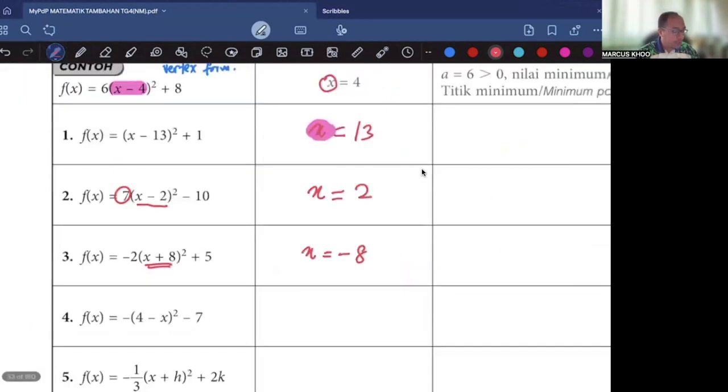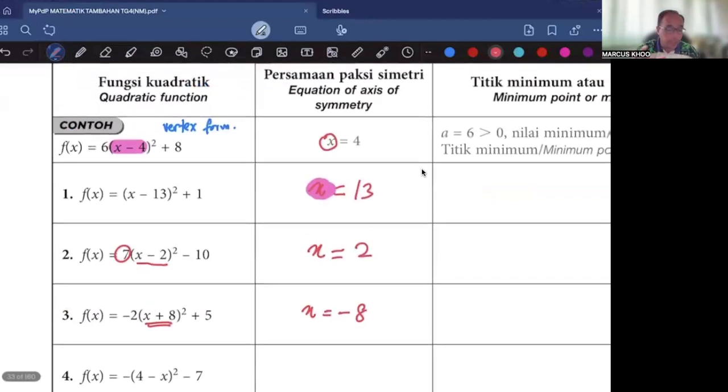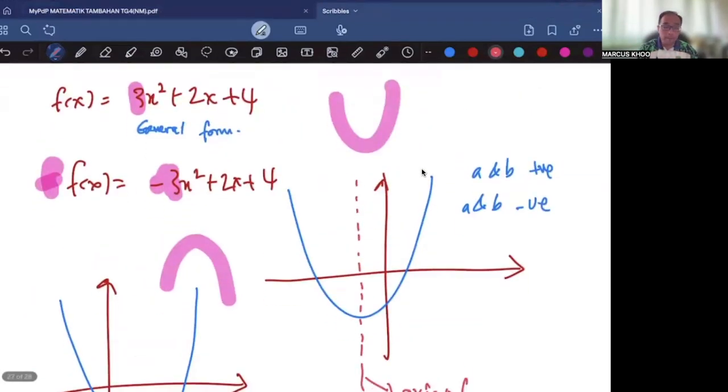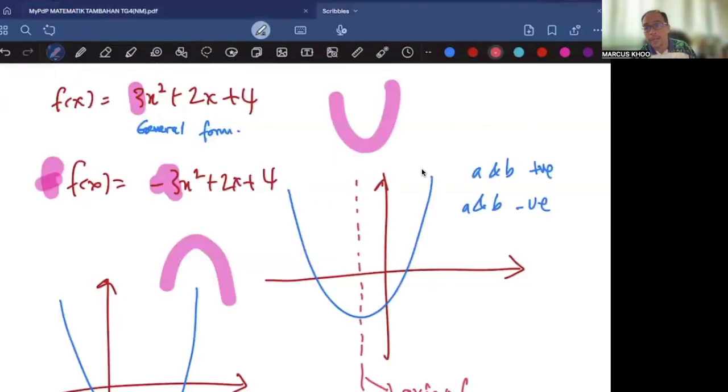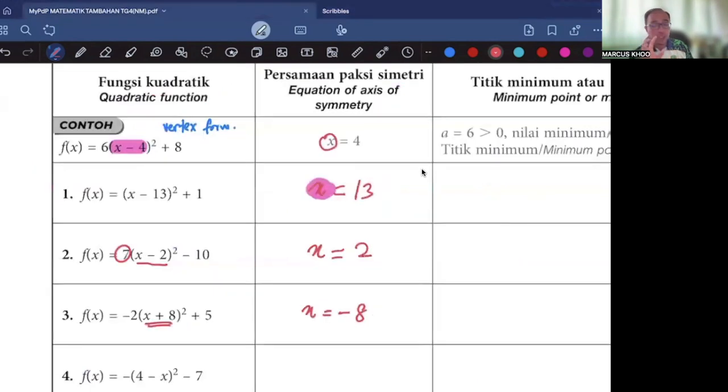So this is the first thing you need to know. If I give you the equation not in the general form, but in the vertex form, you can get this information. In the general form, I cannot know what is the equation of the axis of symmetry because the form doesn't tell me that information. But if I change the general form to vertex form, I can get this information. How you change from general form to vertex form is something that we will discuss later, but I just want you to know, from the vertex form, we can find this information.